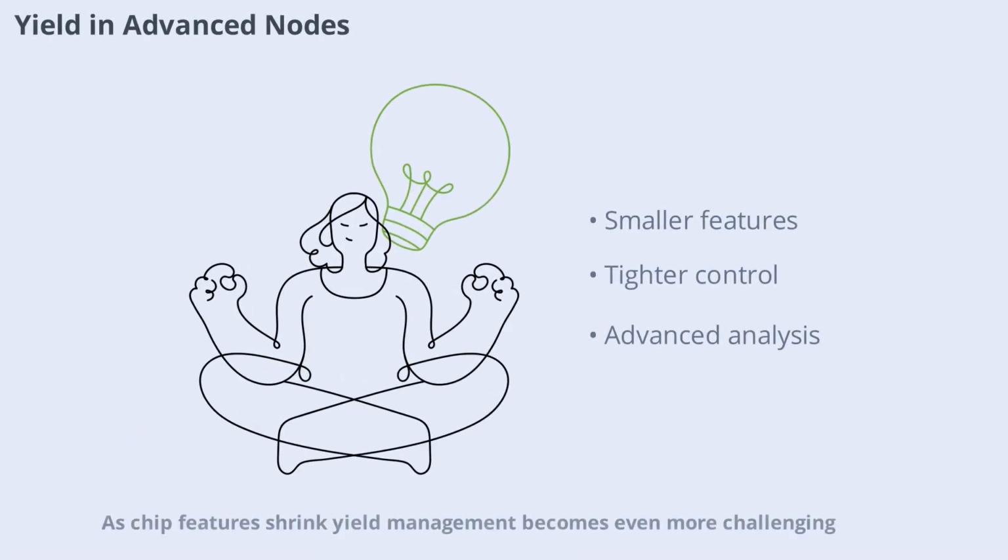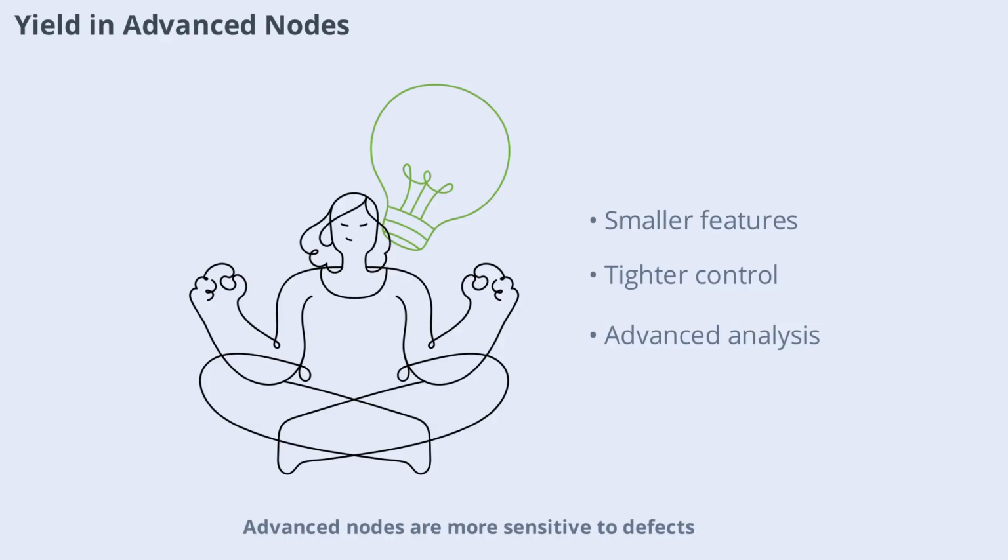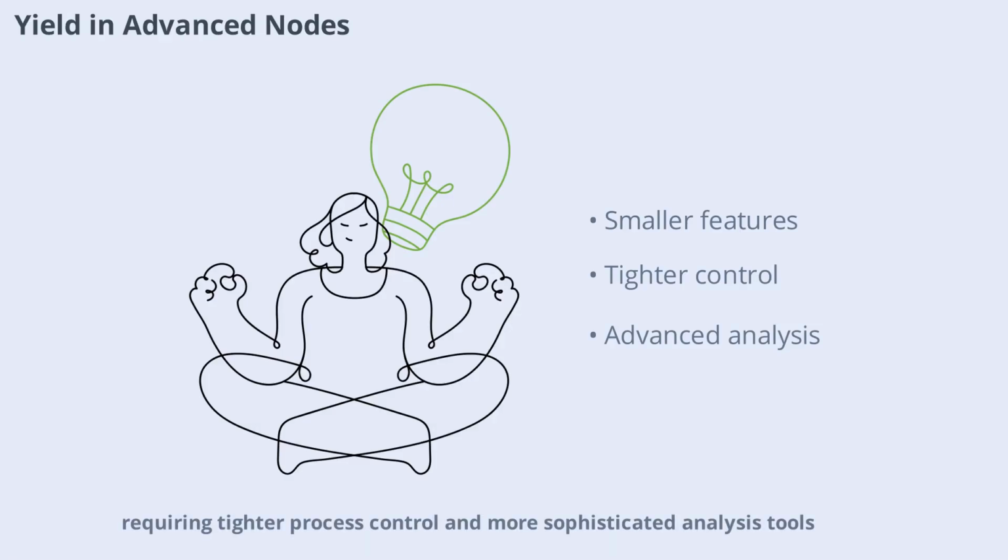As chip features shrink, yield management becomes even more challenging. Advanced nodes are more sensitive to defects, requiring tighter process control and more sophisticated analysis tools. Success at these cutting-edge nodes depends on the industry's best practices and relentless innovation.